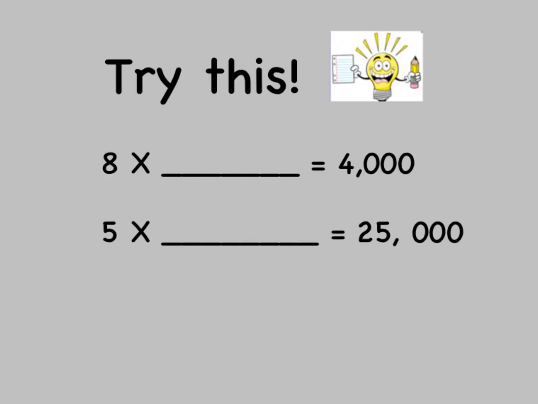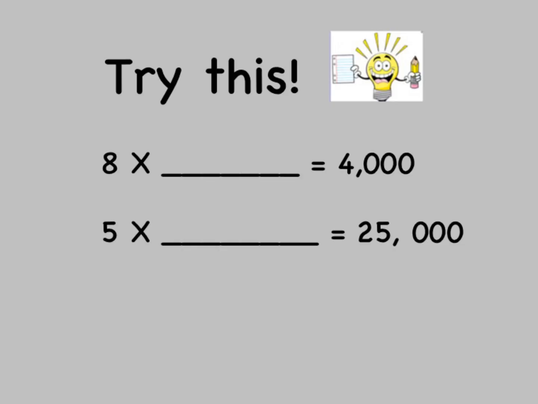All right, since that was super easy for you, we're going to try something just a little bit harder. Now we have a multiplication problem that has a missing number. It says 8 times something equals 4,000. We're going to look at our basic facts one more time.